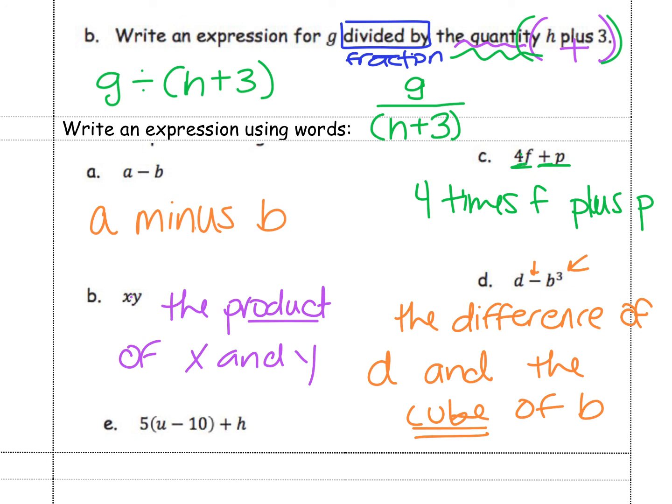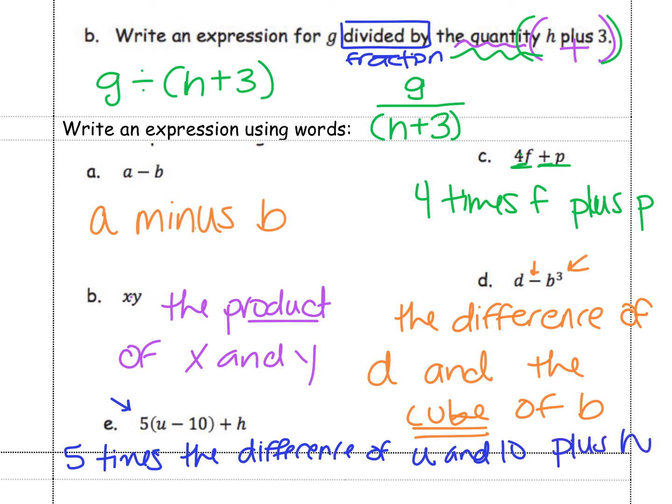And then last but not least, the last problem. When we get tricky problems like this, I like to go phrase by phrase. So I start with the 5. So we have 5 times. Now I see parentheses with subtracting, so look at our parenthesis words. I'm going to use the phrase the difference of U and 10. That's going to be in parentheses. And then that is all plus H. So sometimes when we're translating a big complicated problem like this last one, we want to go part by part using our words.